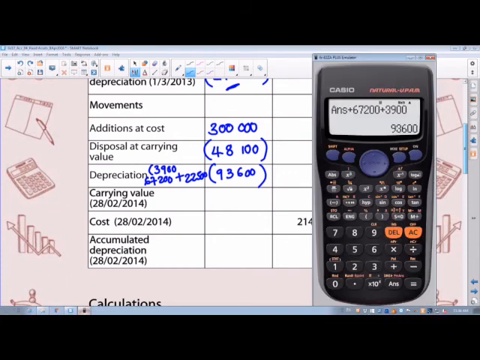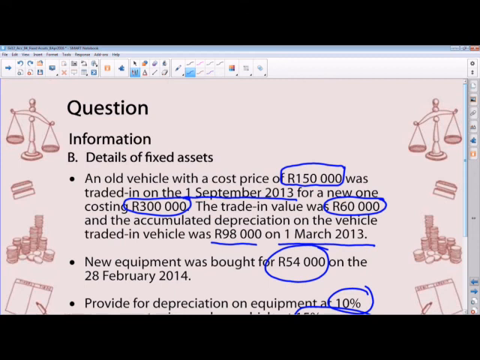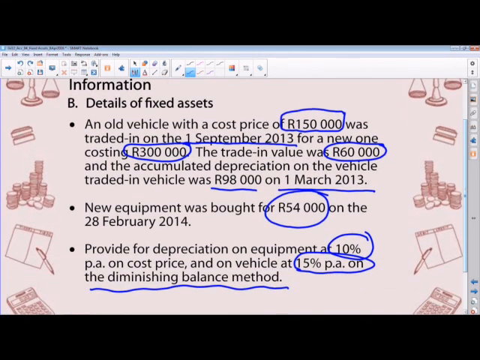Here goes, 160,000 times 10%. Easy calculation, should give us 16,000 Rand. Okay, now, let's just keep the 16,000 Rand aside, obviously because of space constraints. The question arises, what about the 54,000, the new equipment that was purchased? Let's look at the information. New equipment was bought for 54,000, right? We've got it, no problems with that.